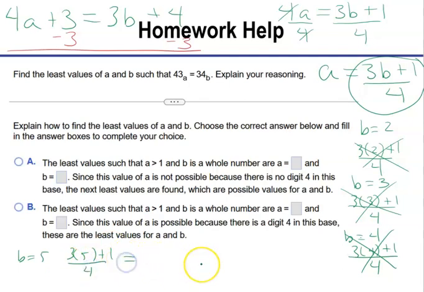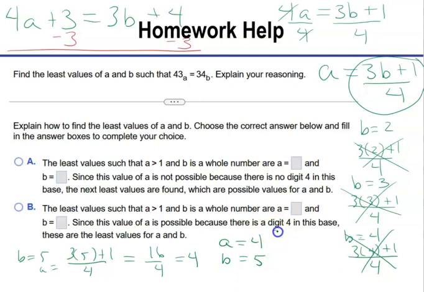Hey, how about that? That would give, and this is a equals, right? So 3 times 5 is 15 plus 1 is 16 divided by 4, which is 4. So in this situation, my a equals 4, and remember we just let b equal 5.